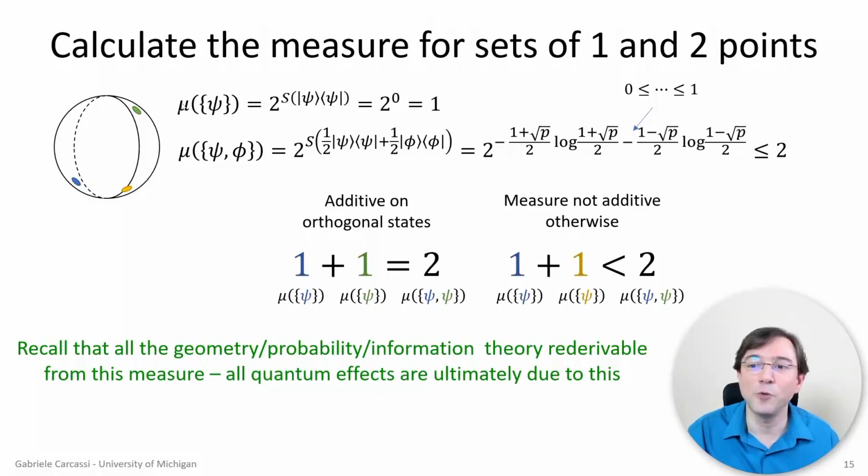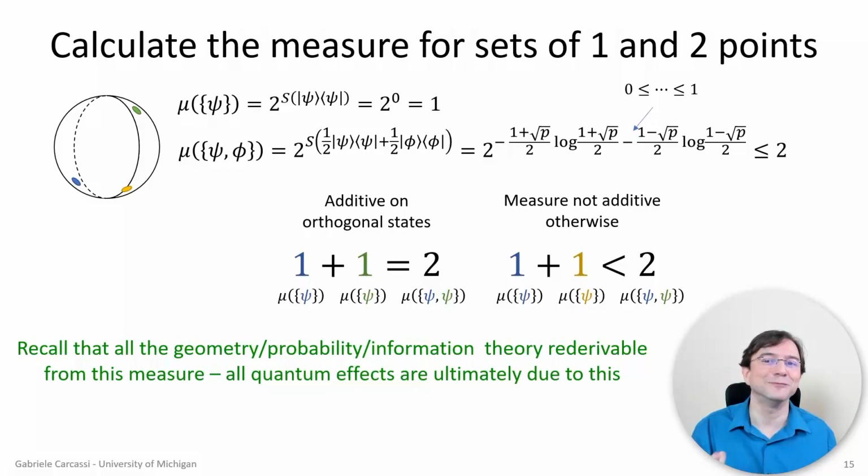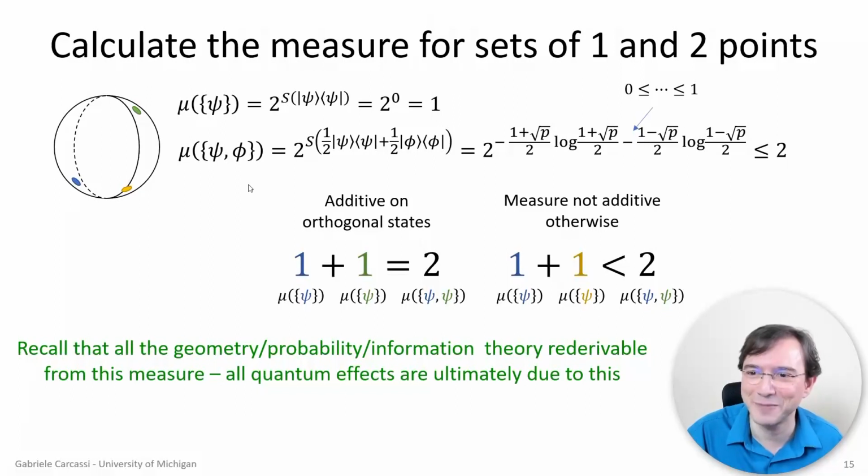So if we want to calculate the count of states for a single pure state, this is going to be 2 to the entropy of a uniform distribution over one state, which just means it's the pure state. But the entropy of a pure state in quantum mechanics is always 0, so we have 2 to the 0, and so this is 1. So the count of states for a set with only one state has measure 1, which is good, makes sense. At least this part makes sense.